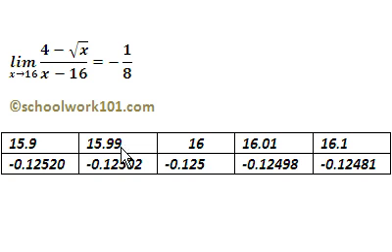Now as you can see, this means that we're getting closer to this 0.125. Now I could have gone 15.999, and it would just be showing us that we're getting closer and closer to 0.125. Okay, so that's the difference between evaluating the limit and evaluating the function at the point.